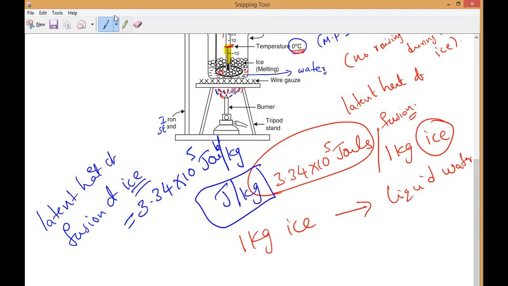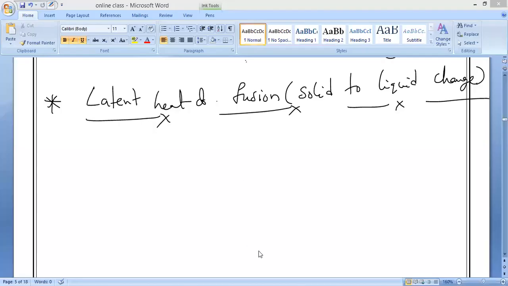Is this latent heat the same for every substance? No, sir. Different substances have different latent heat. So one thing you have to remember, without changing the temperature, that is what you have to remember mainly. Is it okay, guys? Yes, sir. So a solid melts on heating and its temperature remains the same.